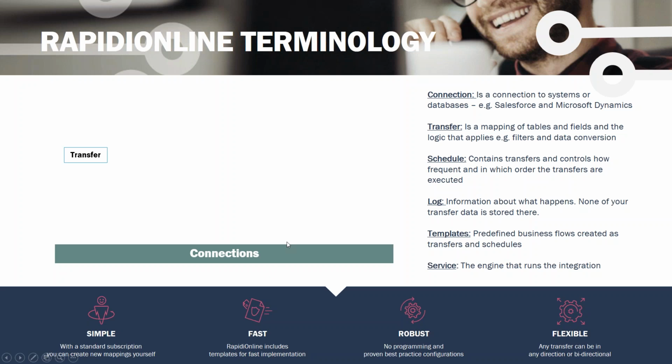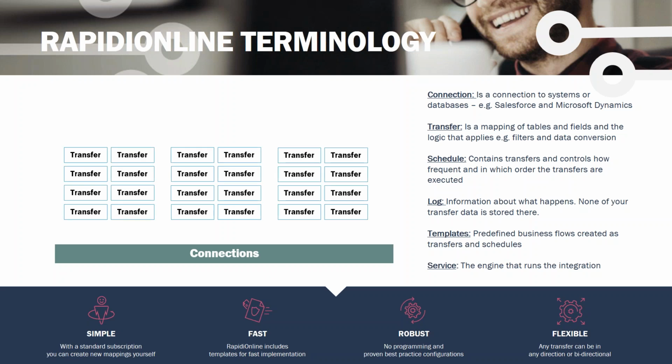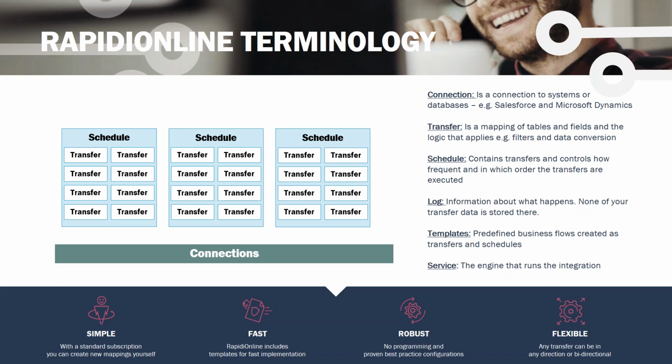Then we have something called a transfer. And a transfer is a mapping of tables and fields and all the logic that applies, for instance, filters, data conversions, etc. And you will have a lot of these because there is a transfer for each synchronization you set up between the tables in each direction. All the different transfers are grouped into something called a schedule. And a schedule contains the transfers and controls how frequently and in which order transfers are executed. So this is where you set up, for instance, the synchronization frequency and where you make sure, for instance, that an account is created before a contact so you don't get errors from the system where you have relationships that are important to maintain.